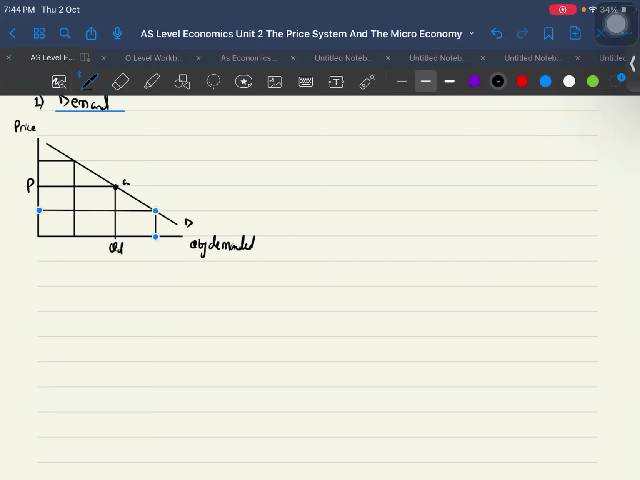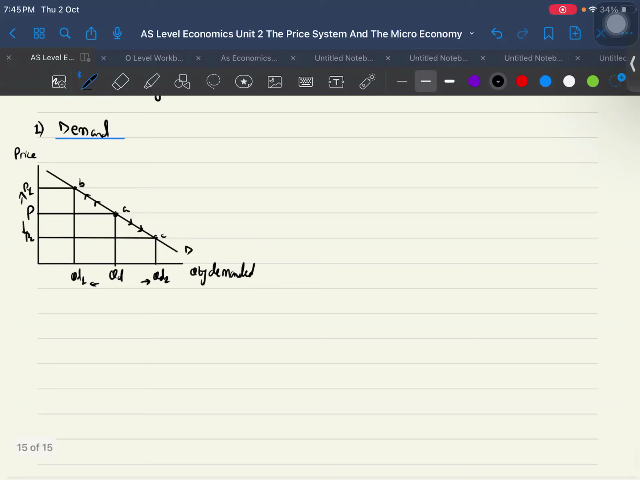When there is an increase in price, movement from point A to point B, the quantity demand falls. And when there is a fall of price, the quantity demand increases. That's basic demand diagram. We're done with diagram number 1. Then you have diagram number 2, that is the diagram of supply.